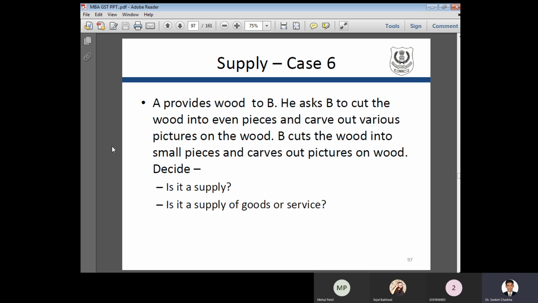Now next, case number 6. A provides wood to B. He asked B to cut the wood into even pieces and carve out various pictures on the wood. B cut the wood into small pieces and carves out pictures on the wood. Decide, is it a supply? Yes, sir. It is supply. Why? Justify.